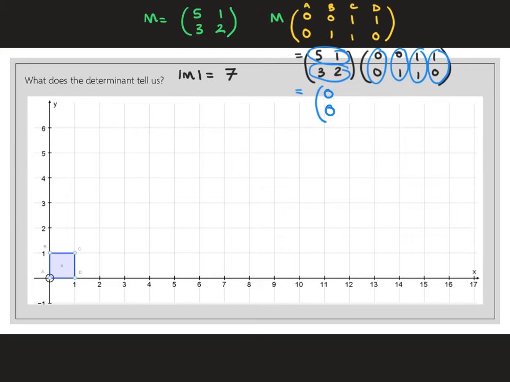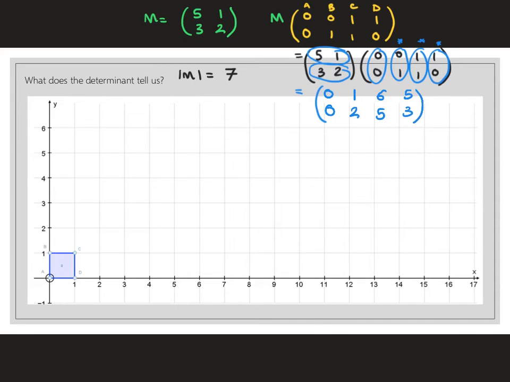And then I move on to B, which is this pair of coordinates here. 5 times 0 plus 1 times 1 gives me 1. 3 times 0 plus 2 times 1 gives me 2. And then I move on to the third pair here. 5 times 1 plus 1 times 1 gives me 6. 3 times 1 plus 2 times 1 gives me 5. And then for the last pair, I then have to do 5 times 1 plus 1 times 0, which is just 5. 3 times 1 plus 2 times 0 then just gives me 3.